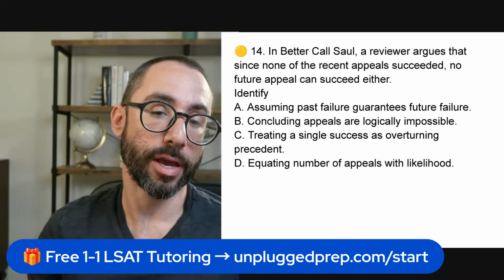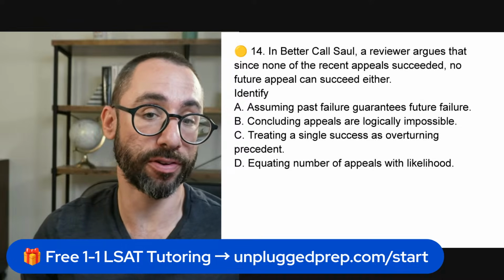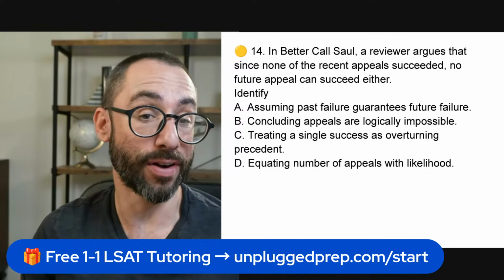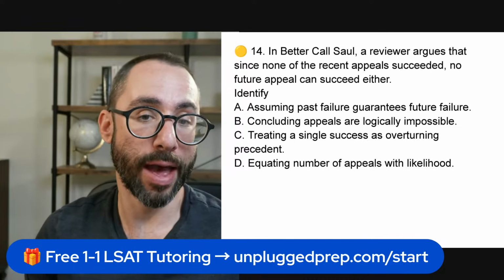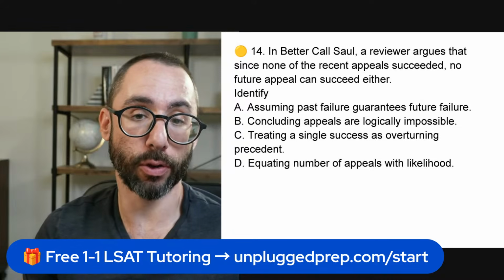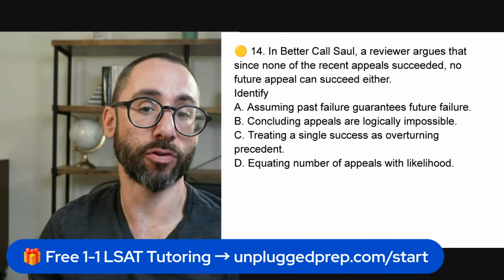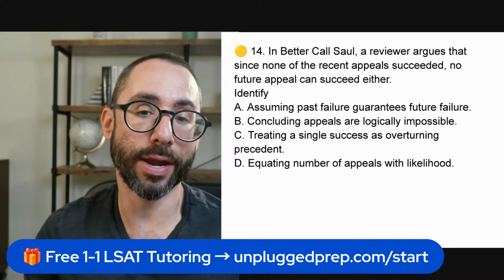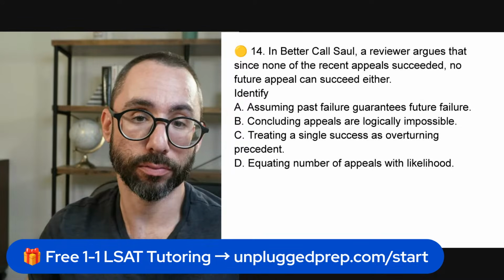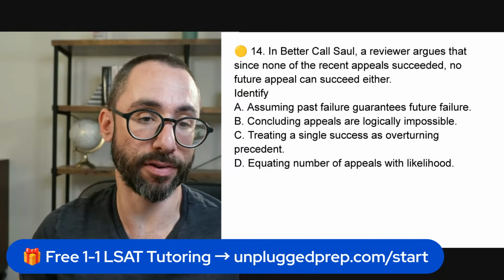Number 14, in Better Call Saul, a reviewer argues that since none of the recent appeals succeeded, no future appeal can succeed either. Identify what's going on. A, assuming past failure guarantees future failure. B, concluding appeals are logically impossible. C, treating a single success as overturning precedent. Or D, equating number of appeals with likelihood. Identify what is going on here. Since none of the recent ones succeeded, no future appeal can succeed either.